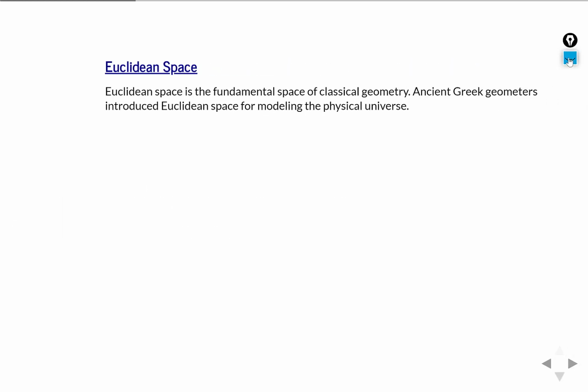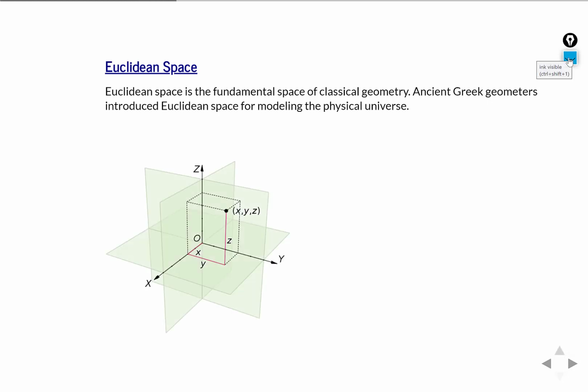Euclidean space is the fundamental space of classical geometry. Ancient Greek geometers introduced this space for modeling the physical universe. In 3D, we can construct the Euclidean space by using 3 perpendicular planes. The intersection of 3 planes will give us the origin.